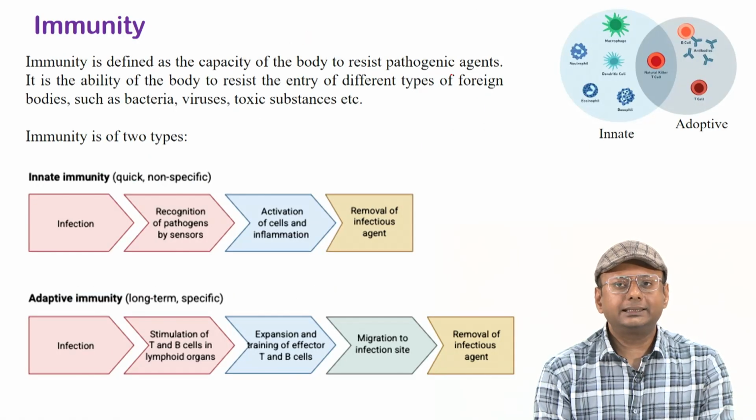So, as we said, in general, what is immunity? In cases of any infection, our human system develops a response against that infection or the antigen. That itself is called immunity. Immunity is mainly two types. One is innate immunity, which is mostly quick and very non-specific, and there is another type of immunity called adaptive immunity, that is long term and very specific.